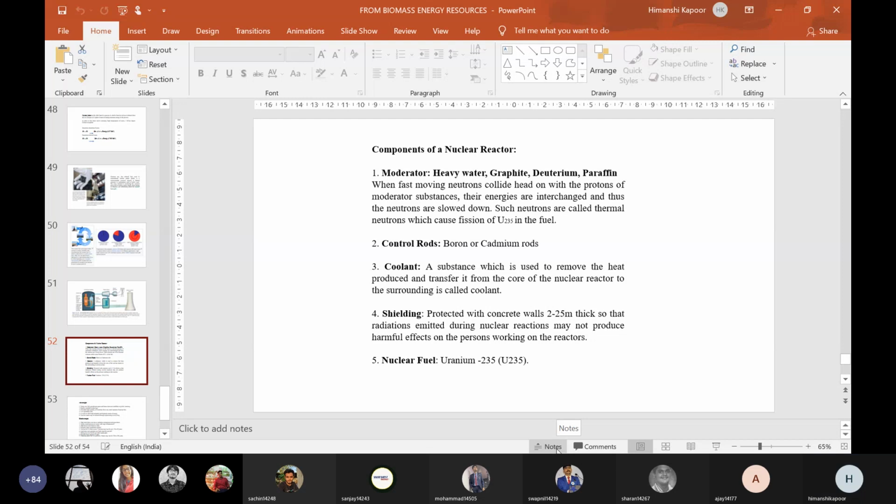So it is interchanging the energy and slowing down the neutrons. Only collides, ma'am. Yeah. Basically, when the neutrons are moving, their energy is high, and we have to slow them down. So what we will do? We will use a moderator and we will exchange the energy.